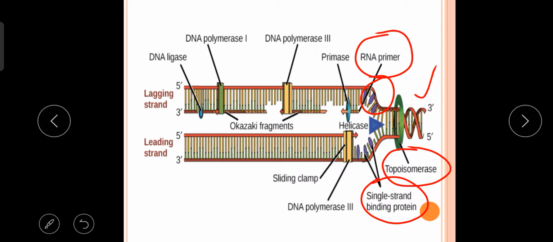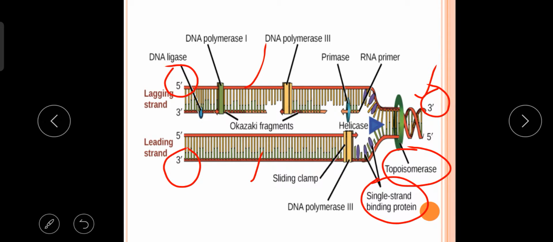This is the primase enzyme. The blue ring is the primase enzyme, which helps in the production of the RNA primer. Then this one is the helicase enzyme, which continuously breaks the hydrogen bonds between the two strands of DNA, and along with the breakdown of the hydrogen bonds the two strands are separated. These are the parent or template strands. This one starts from 5 prime to 3 prime direction, and this template strand goes from 3 prime to 5 prime direction.